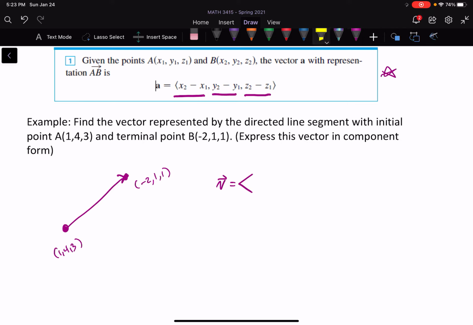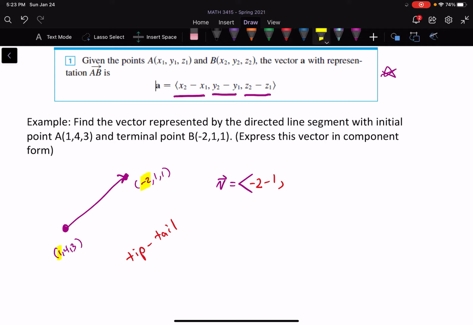I'm going to notice that the x component on the tip is -2. Sometimes the terminal point is called the tip. And the x component on the tail, which is another name for the initial point, is 1. So we're going to do -2 minus 1, comma, and then we just keep doing this. Sometimes people call this tip minus tail. That's another way to think about it.